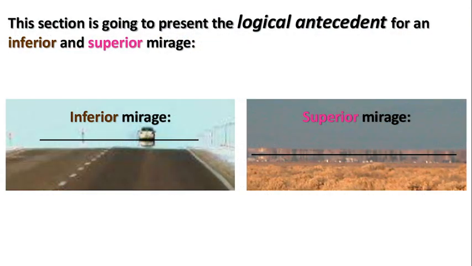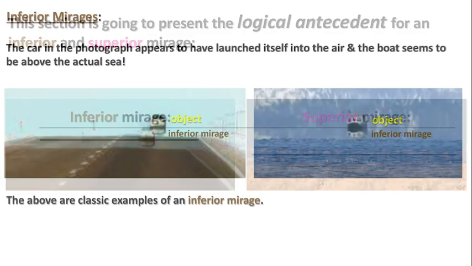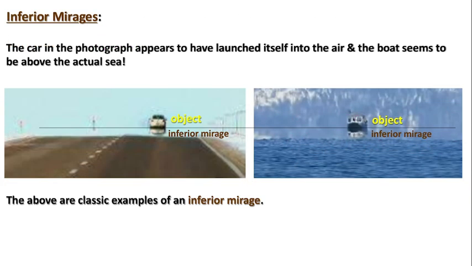This section is going to present the logical antecedent for an inferior and superior mirage. Inferior mirages. The car in the photograph appears to have launched itself into the air and the boat seems to be above the actual sea. The above are classic examples of an inferior mirage.